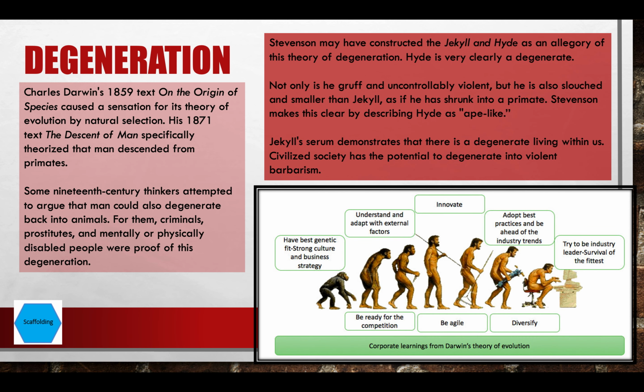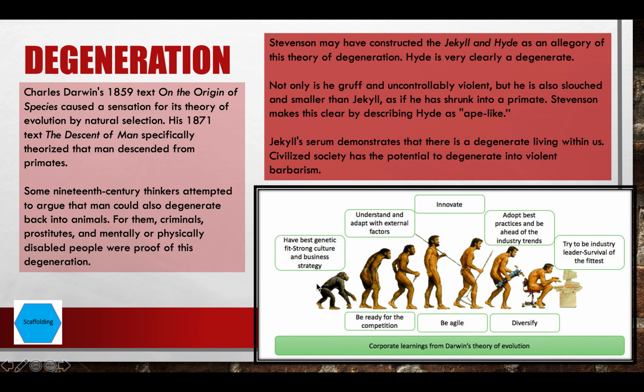Okay, so let's now link that to the text. So Stevenson may have constructed the text as an allegory of this theory of degeneration. Hyde is very clearly a degenerate. Not only is he gruff and uncontrollably violent, but he is also slouched and smaller than Jekyll. So physically and mentally, he is a degenerate. So it's as if he's shrunk into a primate. Stevenson makes this clear by describing Hyde as ape-like.